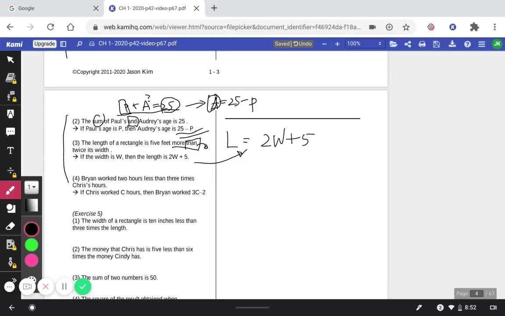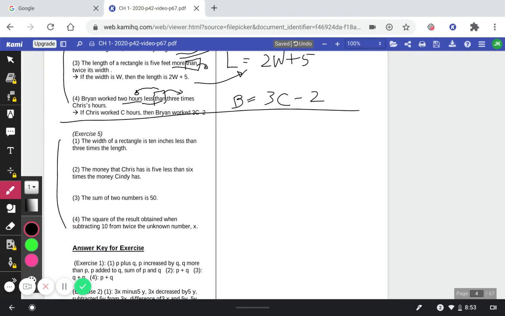Brian worked 2 hours less than 3 times Chris's hours. So again, you have a "less than". So Brian's hours is, after the "than", 3 times Chris's hours, minus 2, because before the "than" you have 2 hours, so minus 2. So that's how you translate the whole sentence into an expression.